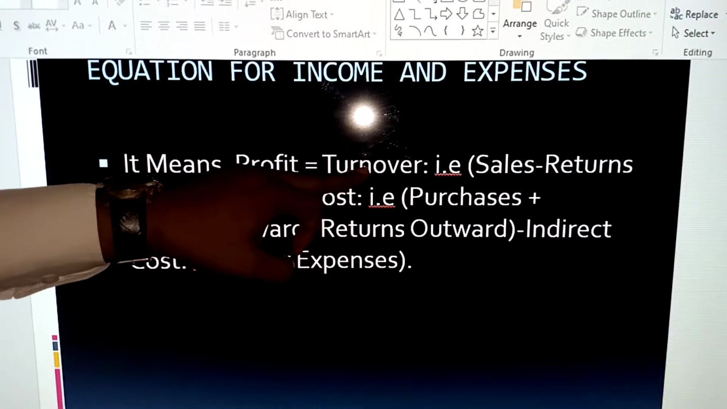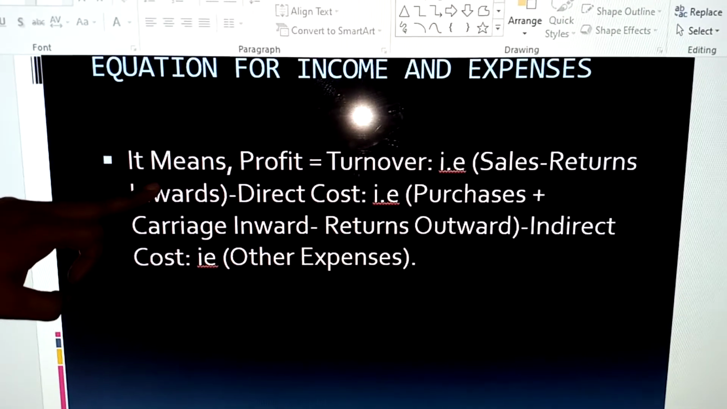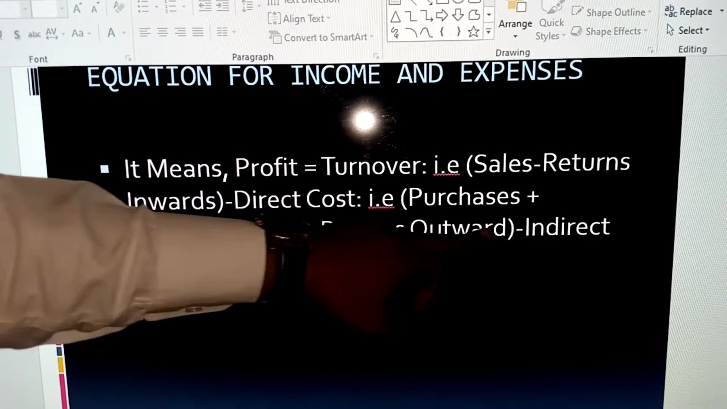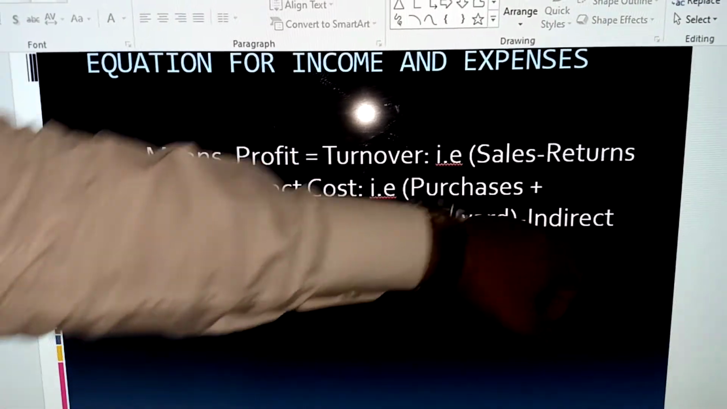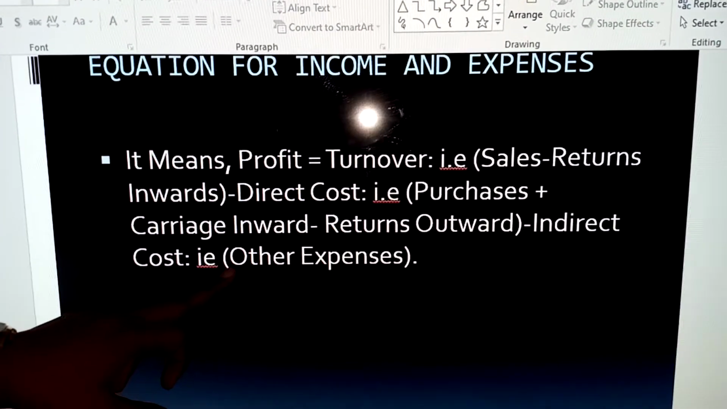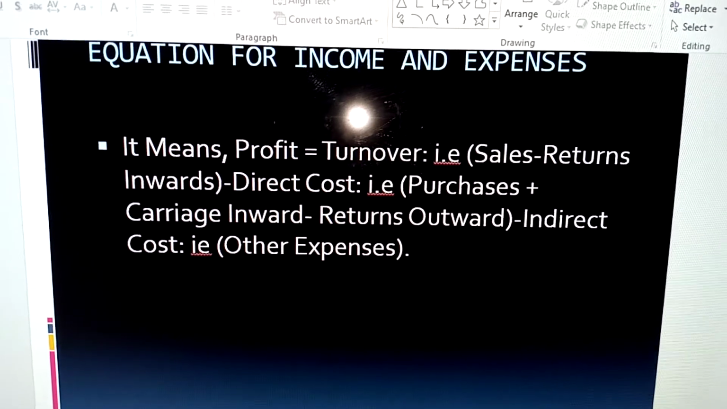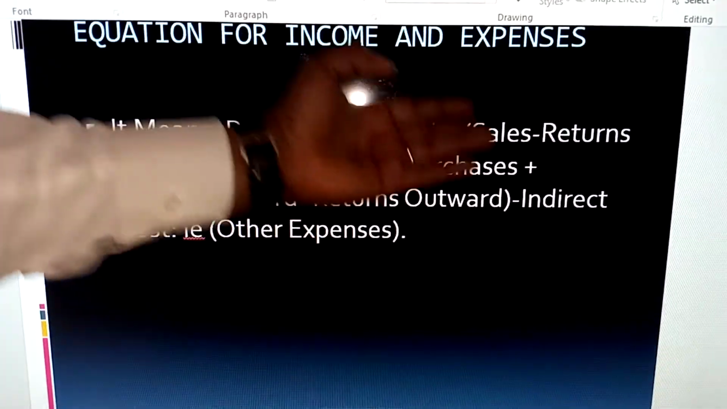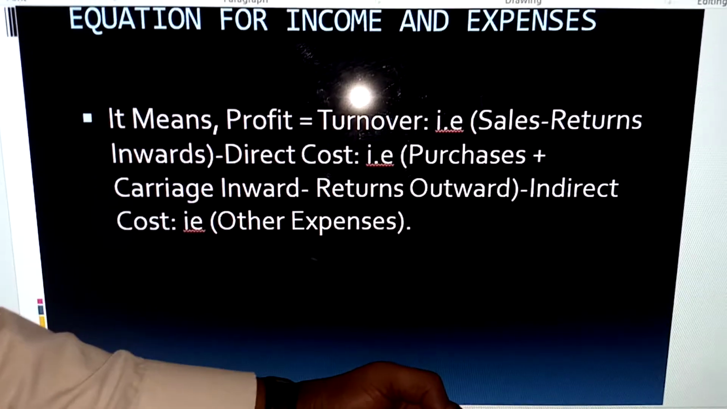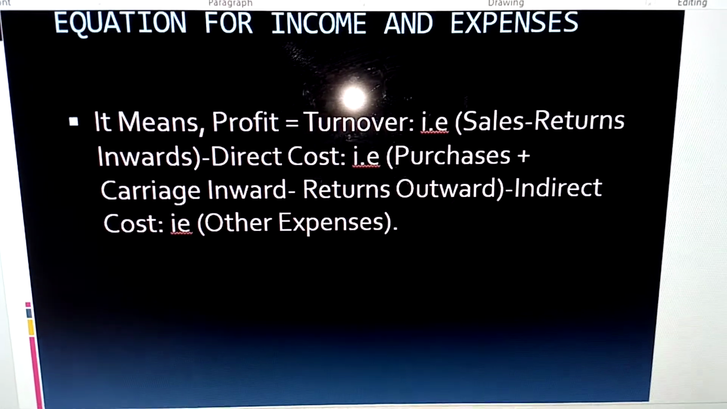Turnover broken down into sales minus returns inwards, minus costs, which can be direct costs, broken down into purchases plus carriage inward minus returns outward. Now minus indirect costs, which is other expenses such as rent, advertising, warehousing, insurance, and so on. So it means that a simple equation, which is turnover minus cost, has been expanded to sales minus returns inward minus direct costs minus indirect costs.